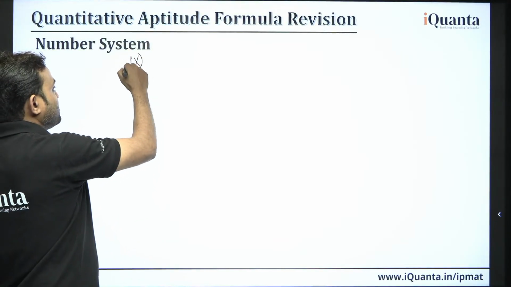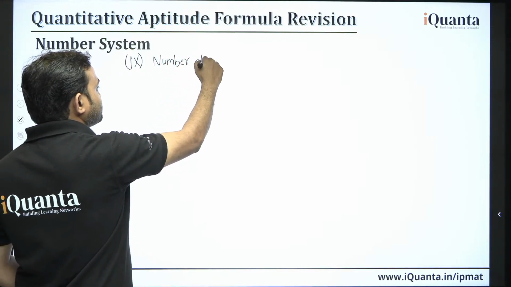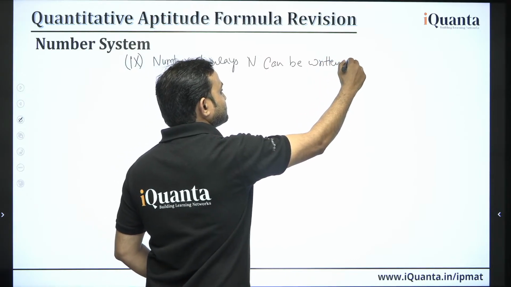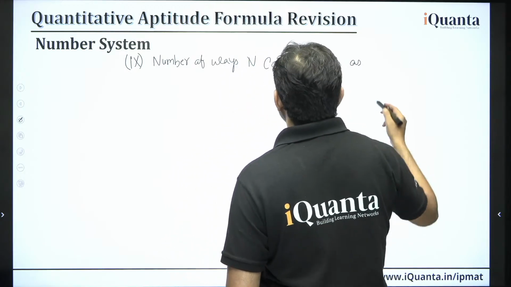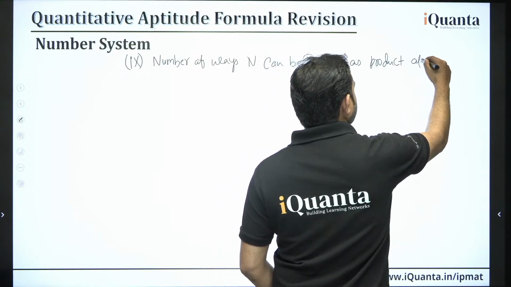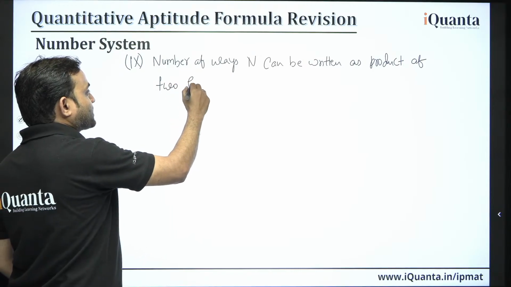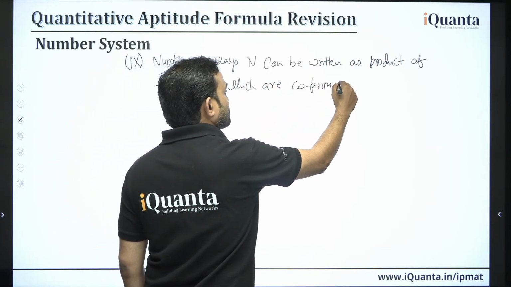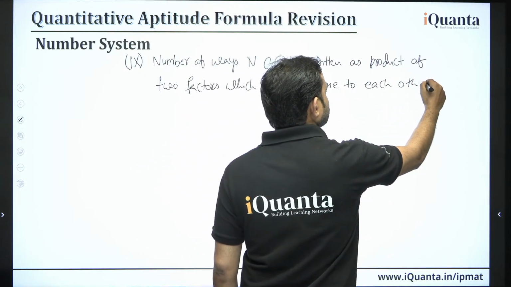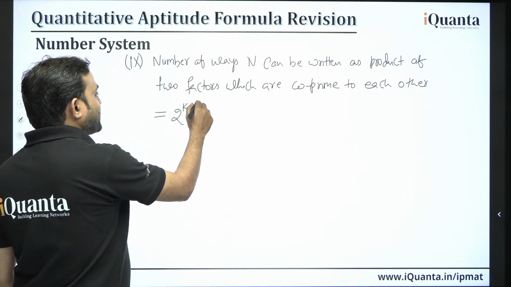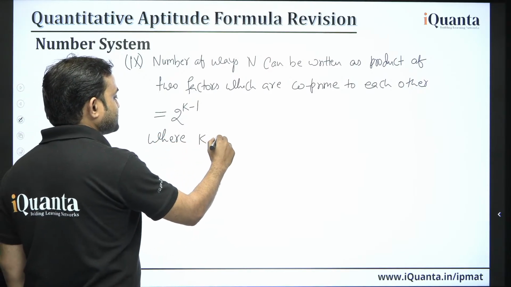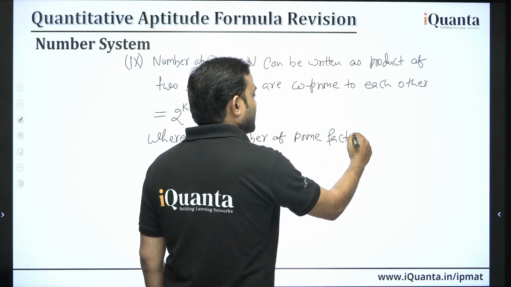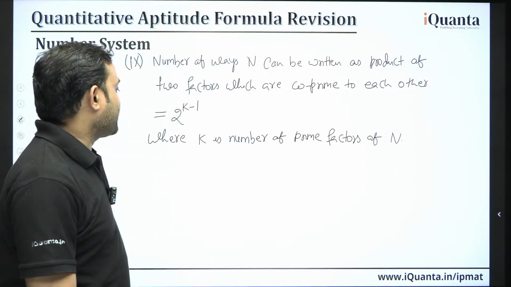Then comes the ninth point, which says the number of ways n can be written as a product of two factors which are co-prime to each other is equal to 2 to the power k minus 1, where k is the number of prime factors of n. Okay, where k is the number of prime factors of n.